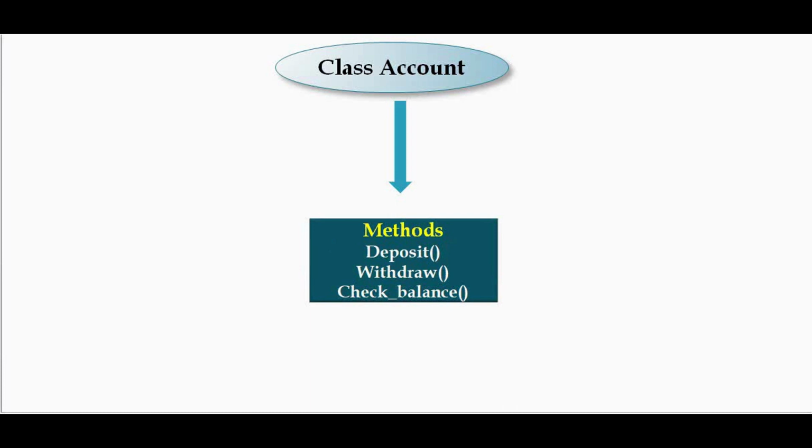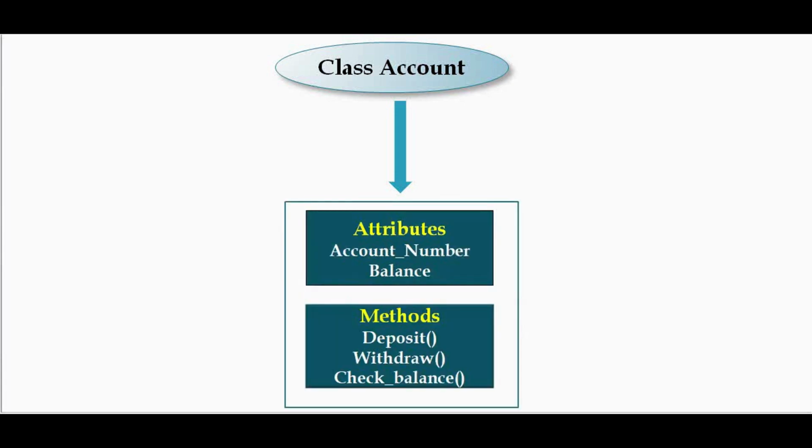Apart from this, it will have functions or methods. With any bank account, you can perform three functions. You can deposit some amount to your bank account, you can withdraw some amount from your bank account, and you can check the balance in your account. So these three functions can be performed. We are going to group together these attributes and methods into a class called account. So it can be seen as a template to create objects. When we define a class, only the description of the object is created. Memory is not allocated when we just define a class.